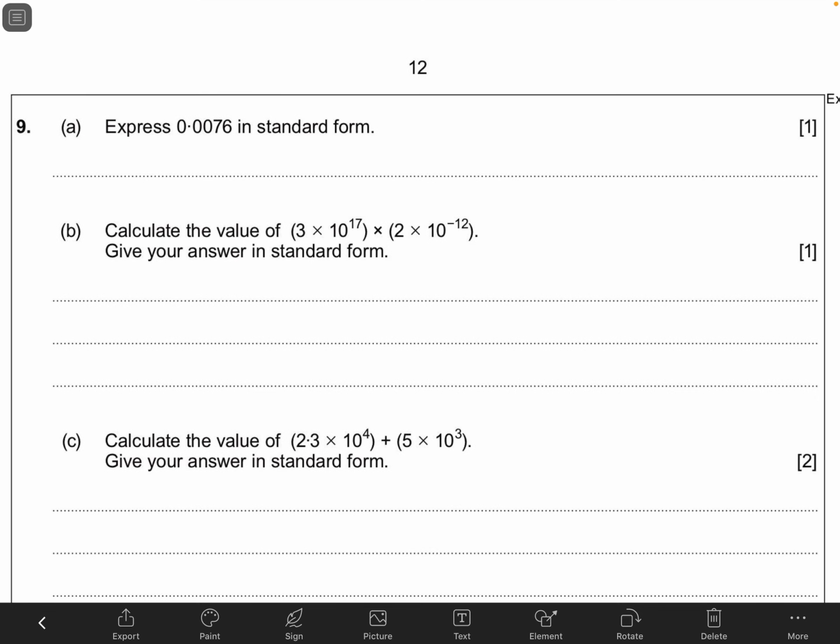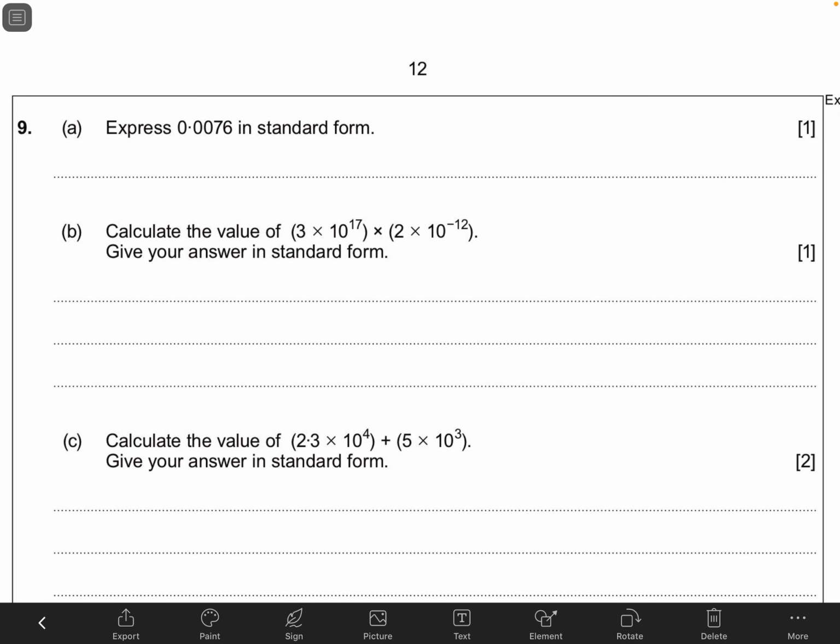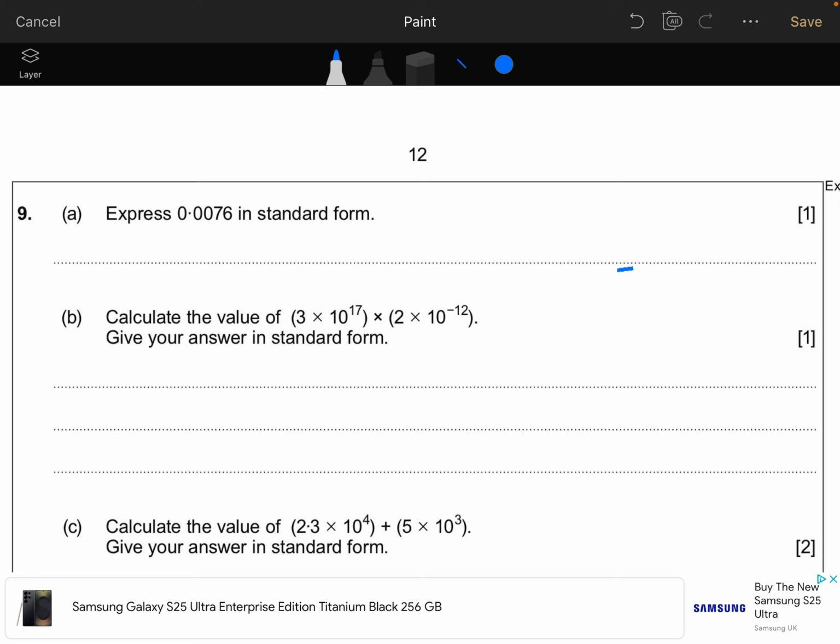Next question, we've got some questions on standard form here. These are numbers expressed something like 2.3 times by 10 to the 9. It's this format, or we might have one that is 4.2 times by 10 to the negative 7. Okay, big one, small number.